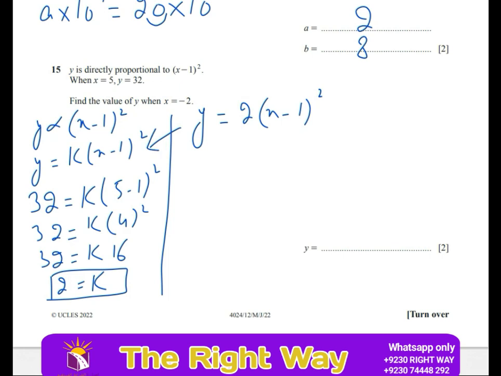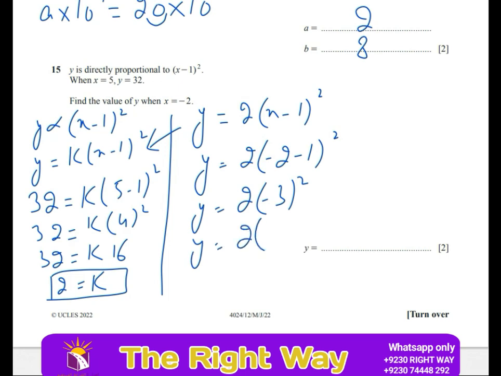Now you have to find the value of y when x is minus 2. So y is equal to 2 times (minus 2 minus 1) squared. Y is equal to 2 times (minus 3) squared. Y is equal to 2 times, minus squared is plus, and 3 squared is 9, and 2 nines are 18. So y will be equal to 18.